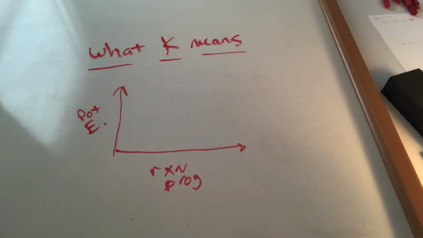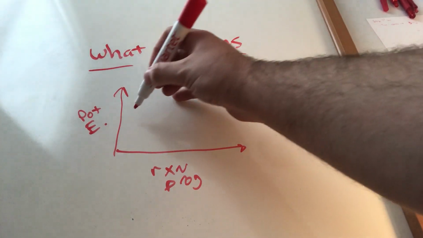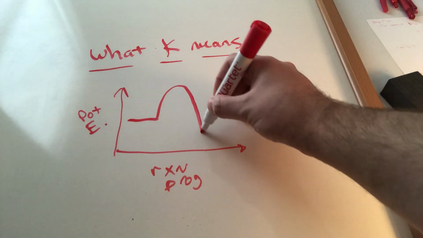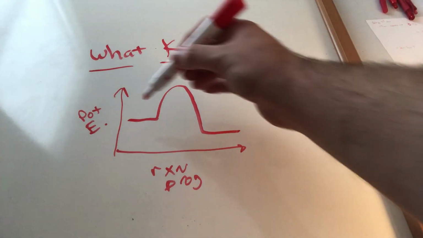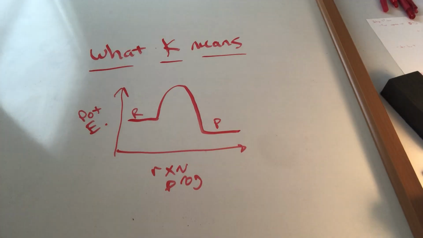Which we should get used to being able to draw and understand in terms of their form. And I know we went over these before, but real quickly, if we have reactants here, and then we have an activation energy, and we have products here, and this is just an example where we have an exothermic reaction. Here's where our reactants are. I'm just going to write them as R, and here's where our products are. We're going to write them as P.